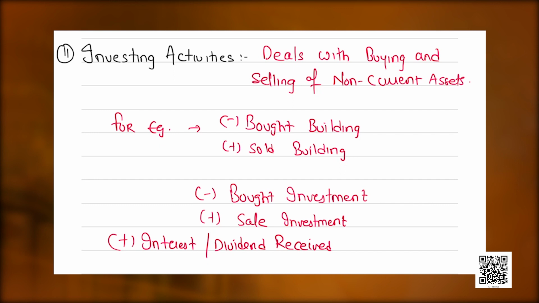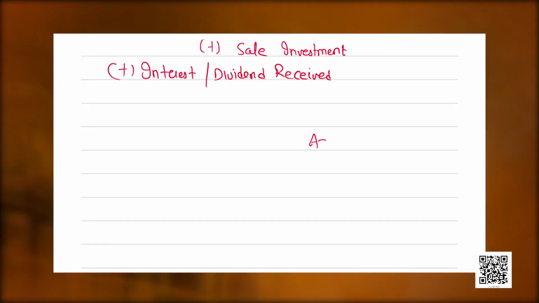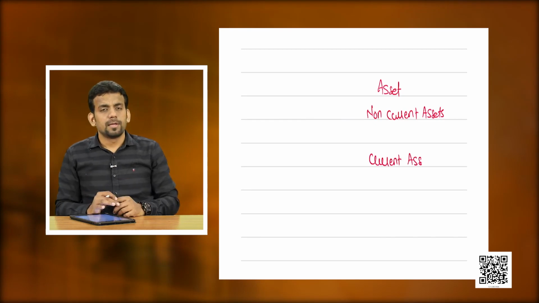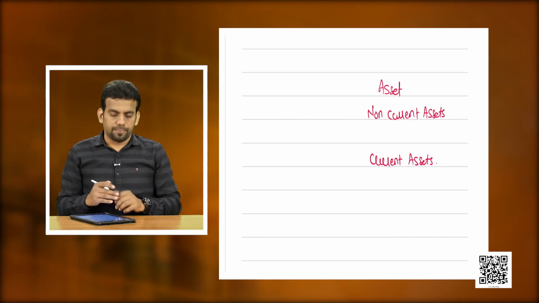If I recall the balance sheet in my mind and look at the content of the asset side and the content of the liability side, I can easily identify which item will go under which head. If I look at the asset side, we have non-current assets. Buying and selling of such non-current assets would be an investing activity. All the current assets would be an operating activity.